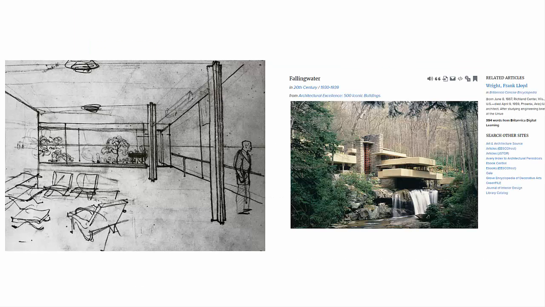Here are examples of both a primary and a secondary source. This drawing by Mies van der Rohe of his Tugendhat house is a primary source because it was created at the time of the house's creation. Credo's page about Frank Lloyd Wright's Fallingwater house is a secondary source because it compiles contemporary photos and explanatory paragraphs about the home written well after its construction.